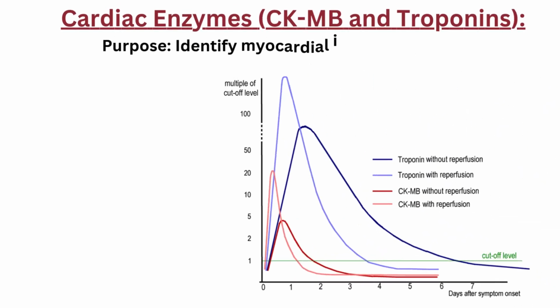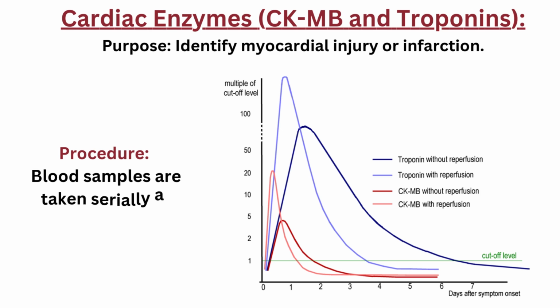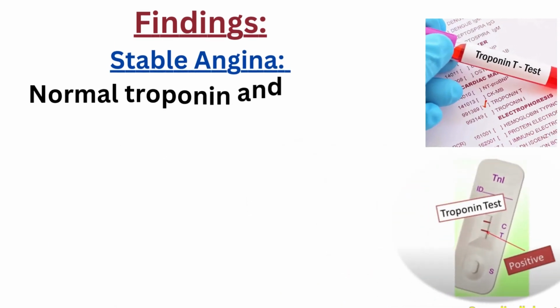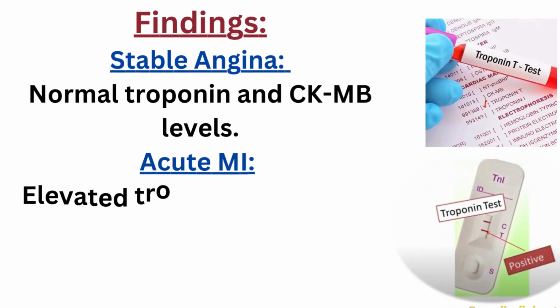Purpose: identify myocardial injury or infarction. Procedure: blood samples are taken serially at presentation and after 3 to 6 hours to assess for changes. Findings: stable angina, normal troponin and CABG levels.